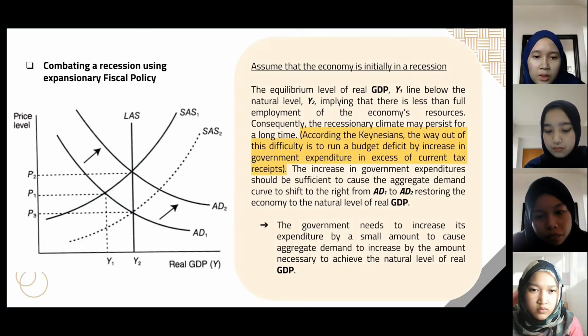Hence, the government needs to increase its expenditure by a small amount to cause aggregate demand to increase by the amount necessary to achieve the natural level of real GDP.